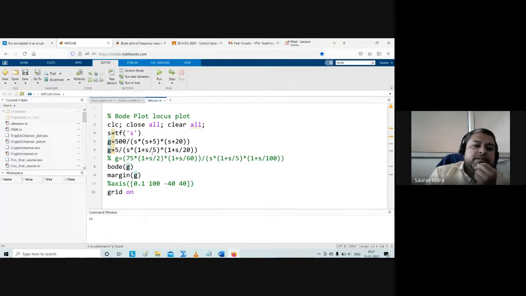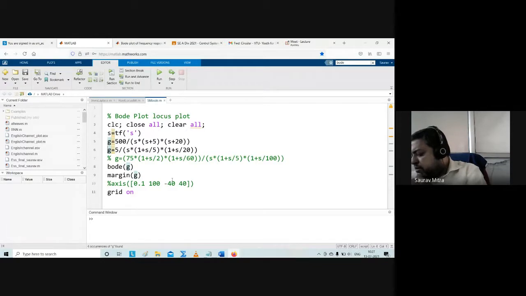So s into 1 plus s by 5 means at 5 radian per second, there will be a drop of minus 20 dB per decade. At 20 radian per second, there will be another drop of minus 20 dB per decade. So it will start at, how much is log 5 anyway? 20 log 5, how much is that?